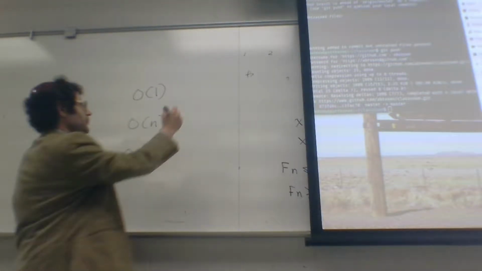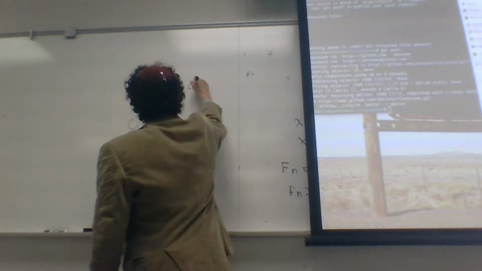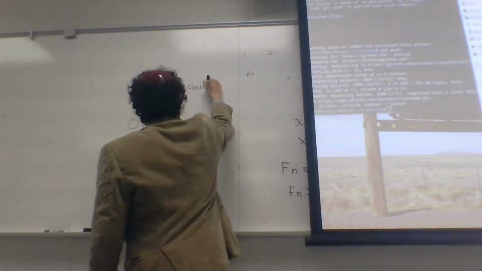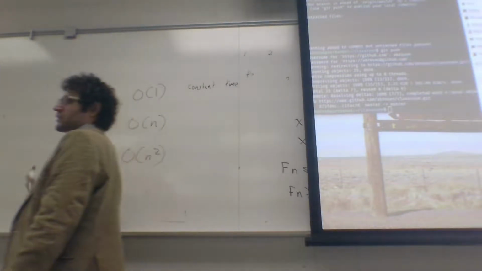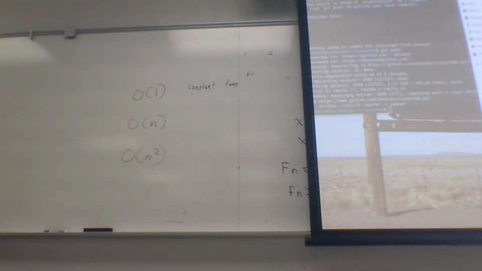Now, O of 1 means constant time. It means that essentially it doesn't matter what the input size is. It doesn't matter what the size of your list is, the size of your array, the size of whatever collection have you. It's going to run the same time, the same exact amount of steps, no matter what.